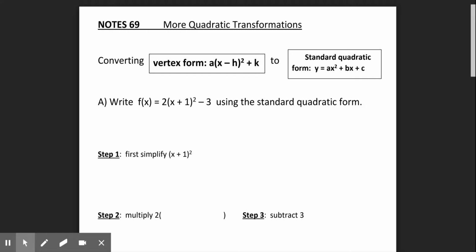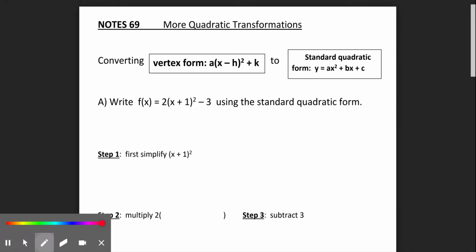Hi, today we're going to be working with more quadratic transformations. And on this one, it's basically converting the vertex form, which is a times the quantity x minus h squared plus k, into the standard quadratic form. So what it's going to look like is you have this equation right here. So you kind of have to work inside to outside.